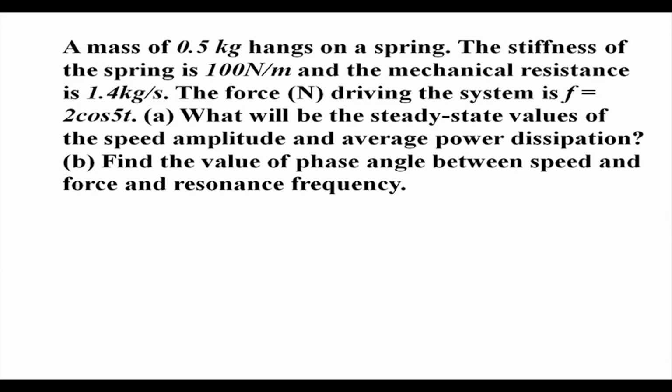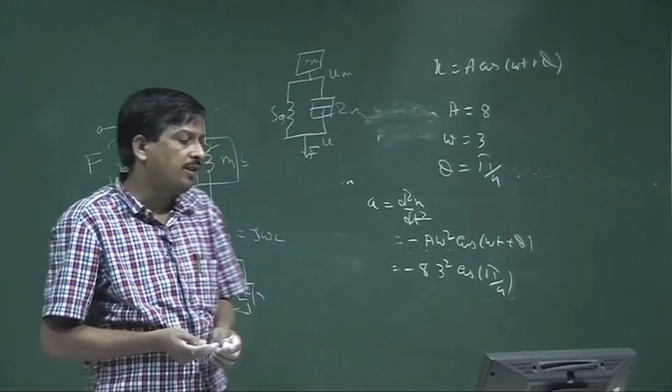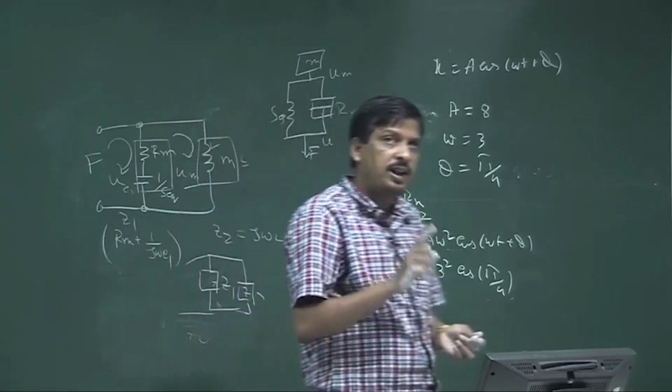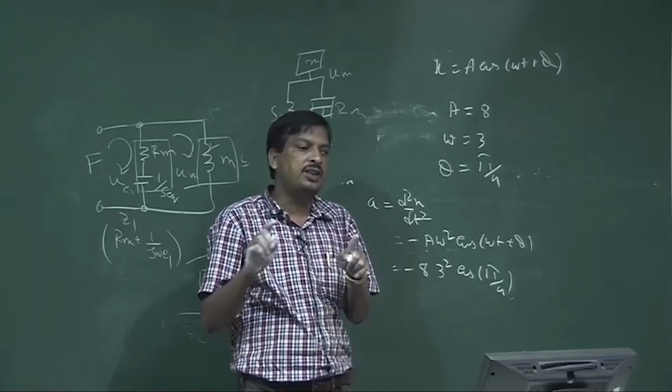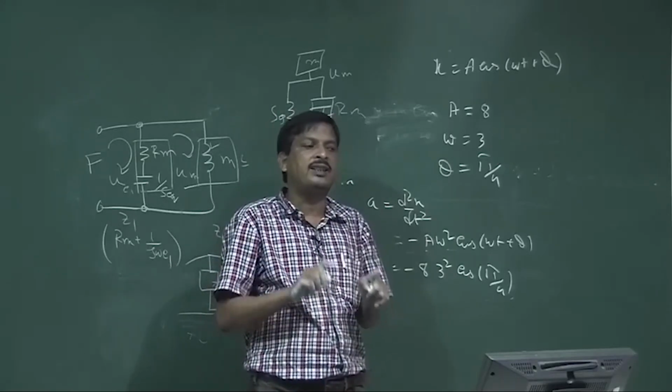A mass of 0.5 kg hanging on a spring, the stiffness of the spring is given, the mechanical resistance is given, the driving force is also given. What will be the steady state value of the speed amplitude and average power dissipation? Find the value of the phase angle between the speed and force and the resonance frequency. So, let us carefully read it.